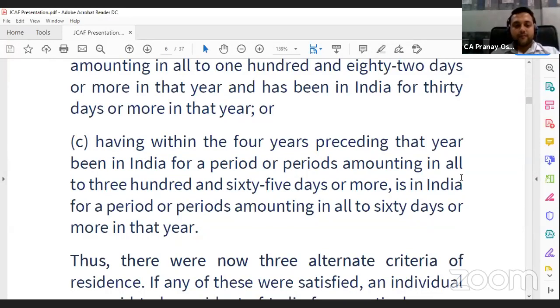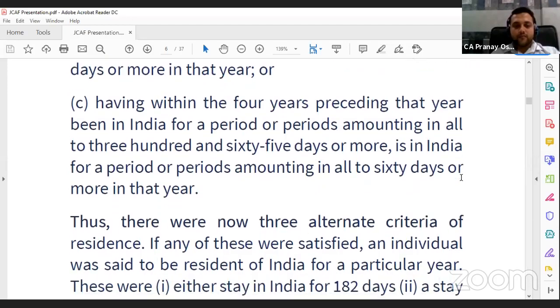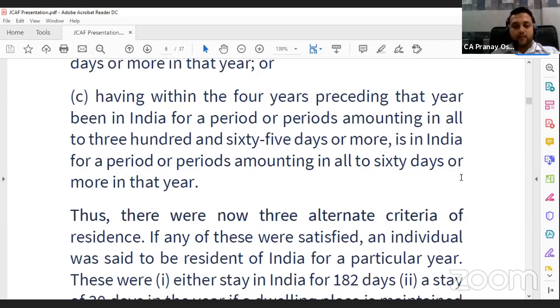So we are left with 3 alternatives. Thus, there were now 3 alternative criteria for residence. If any of these were satisfied, an individual was said to be resident for a particular year.